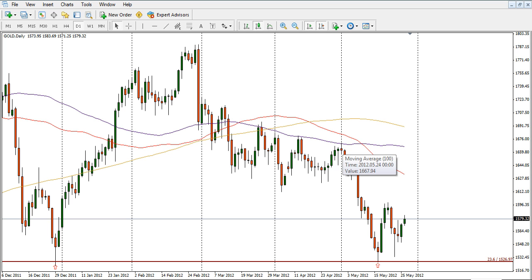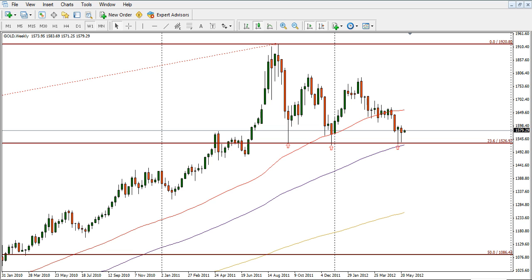by the 100-day moving average at 1667, and then the 200-day moving average at 1694. But for gold, for me, it's all about that big weekly support level, which comes at that huge 23.6 Fibonacci retracement level at 1526.97. But the weekly's looking very, very bullish now.